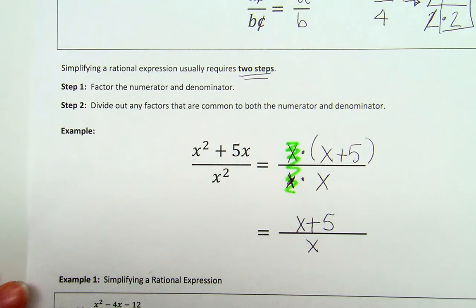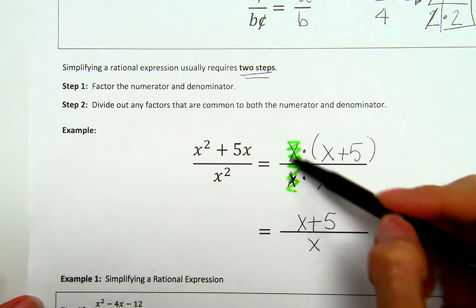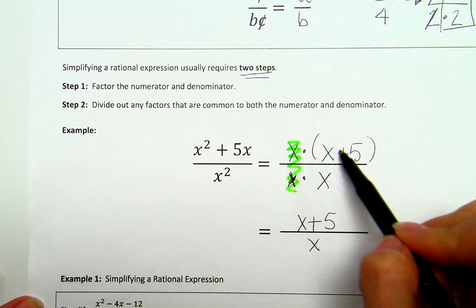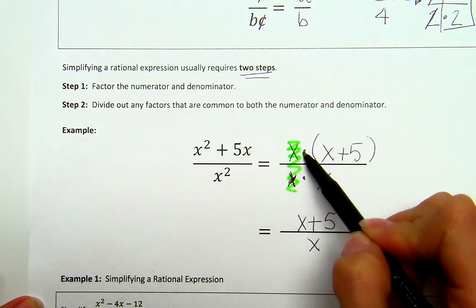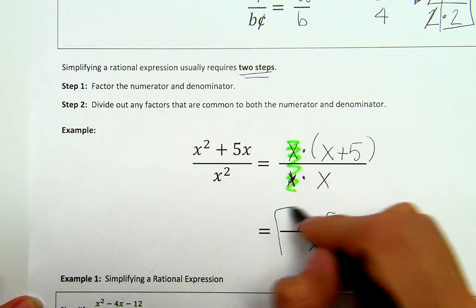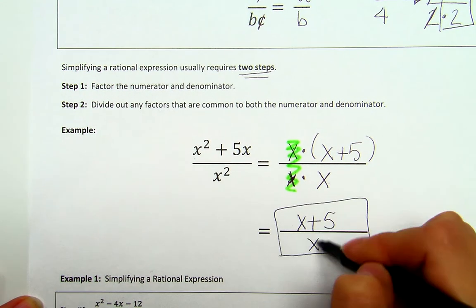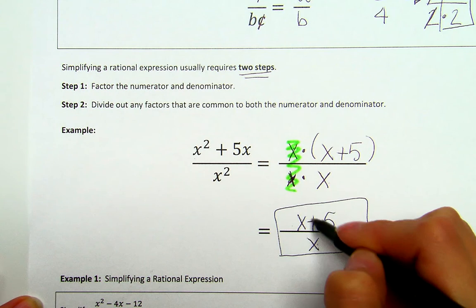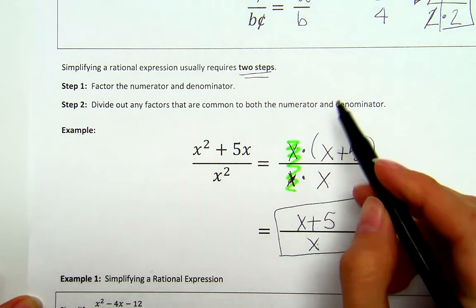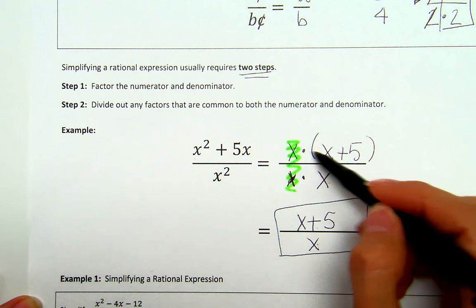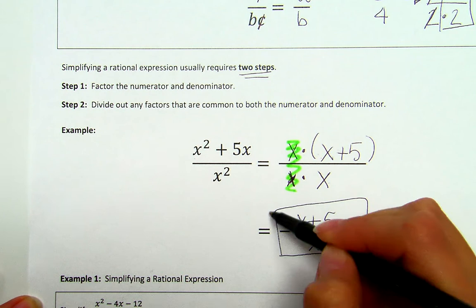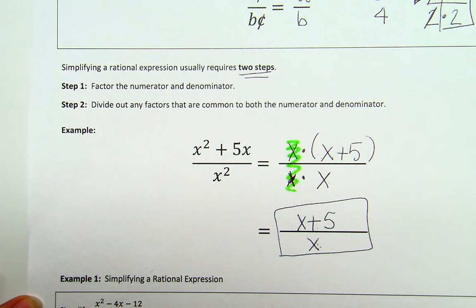I just want to make sure I point out these 2 x's can cancel because you have them attached to their numerator and denominators through multiplication. In this final answer down at the bottom, these 2 x's cannot cancel because the top x is attached to the 5 through addition. The only time you can cancel is if they are attached through multiplication. So these 2 x's do not cancel, and your final answer is x plus 5 divided by x.